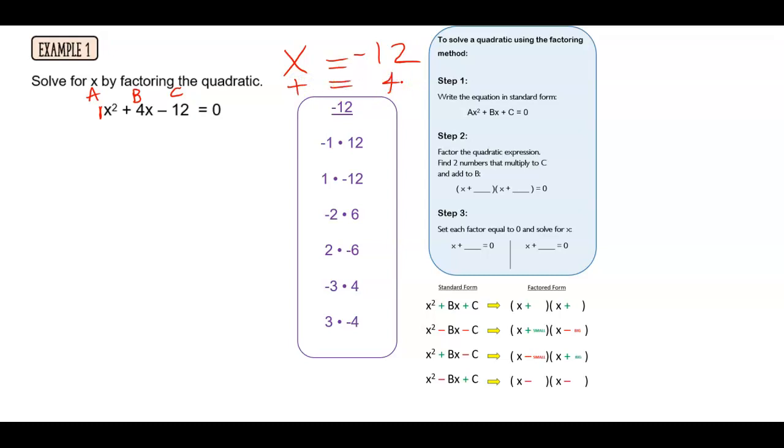So the factors of negative 12. Negative 1 and 12, 1 and negative 12. Negative 2 and 6, 2 and negative 6. Negative 3 and 4, 3 and negative 4. I got all my factors written out. Once I have all the factors of c, I want to see which one of these pairs would add to make b. My number here is 4. Okay?